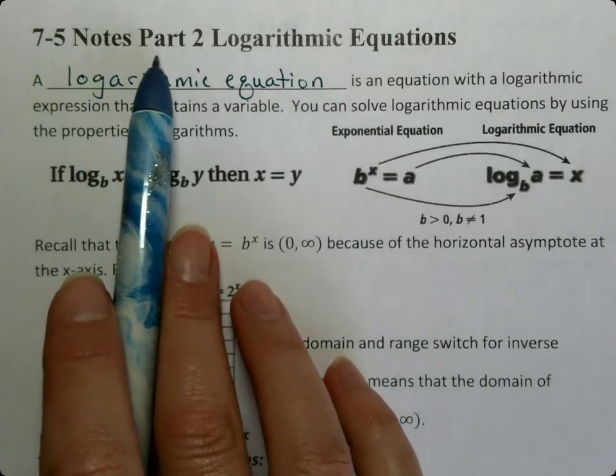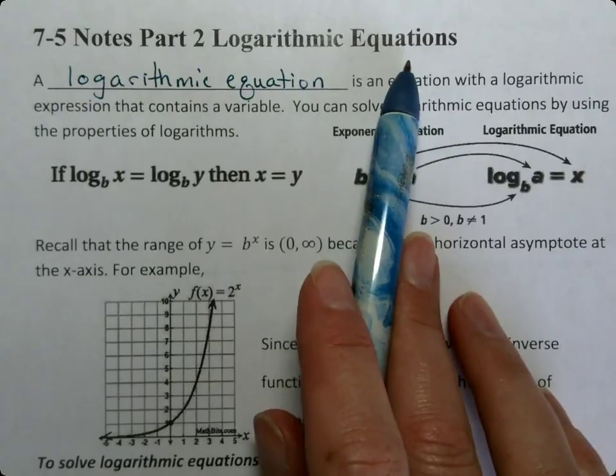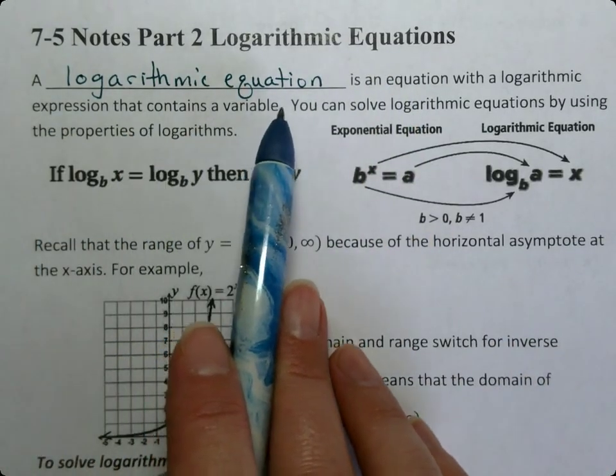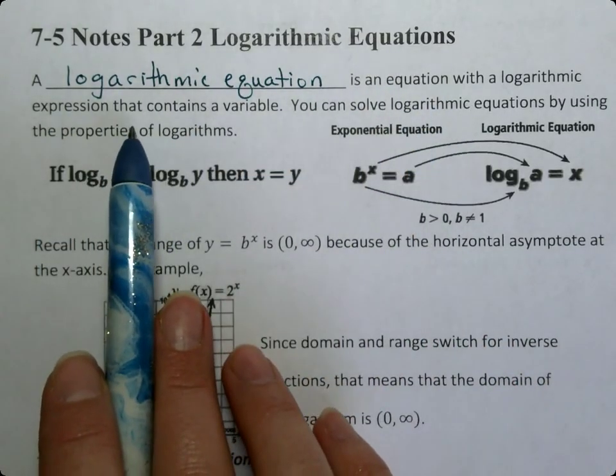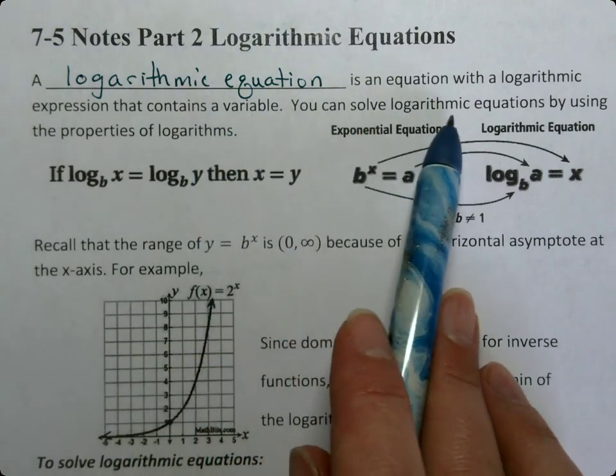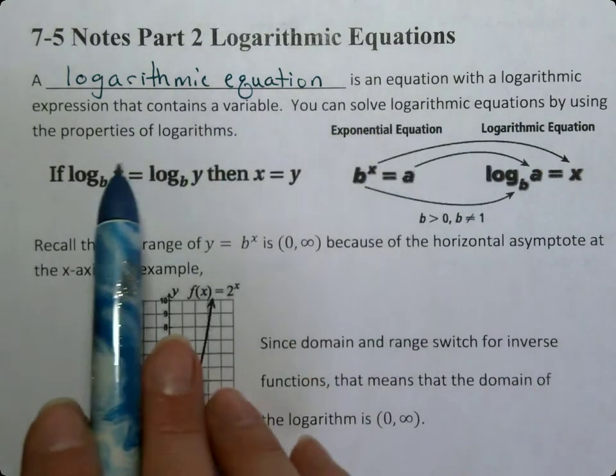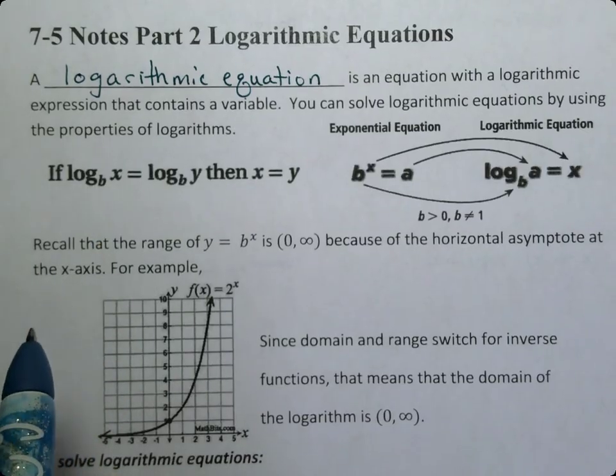This is 7.5 notes part 2 on logarithmic equations. A logarithmic equation is an equation with a logarithmic expression that contains a variable. You can solve logarithmic equations by using the properties of logarithms.